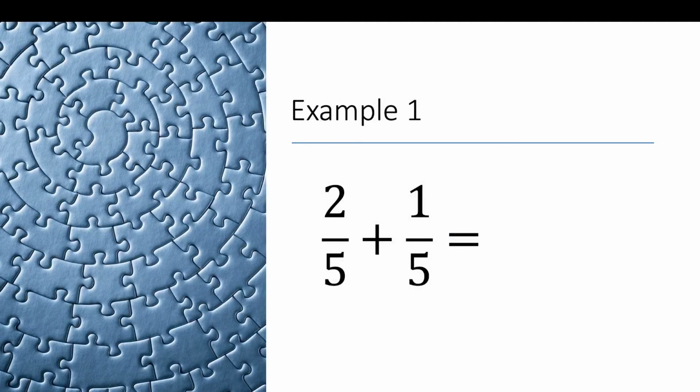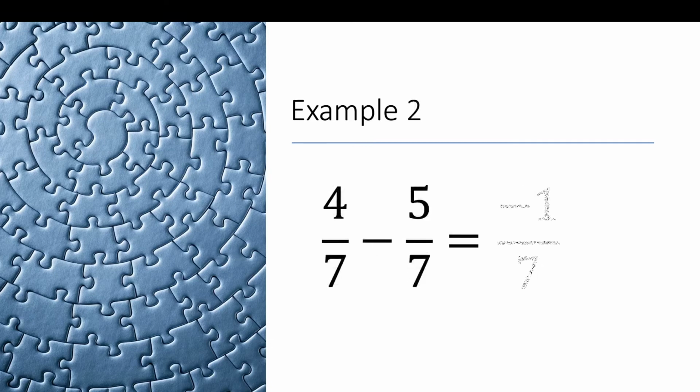In this case, the denominators are both 5, so we can add 2 plus 1 to get 3 in the numerator, and then we keep that 5 in the denominator. The same works for subtraction. If we have 4/7 minus 5/7, we subtract 4 minus 5 to get -1 in the numerator, and we keep 7 as the denominator.